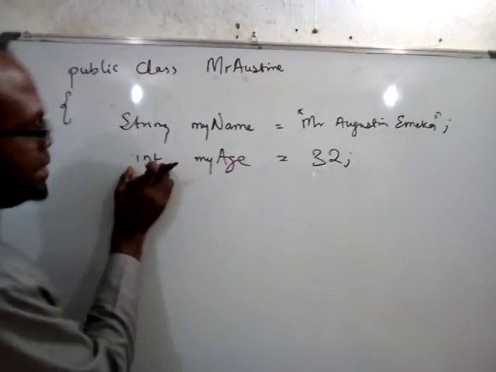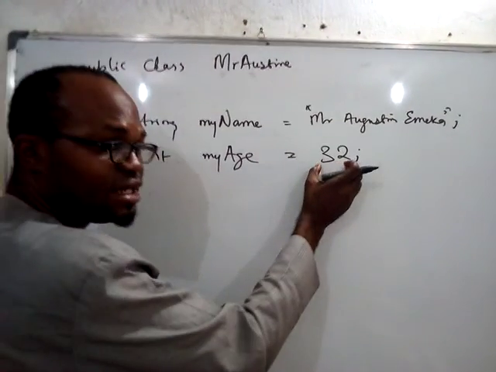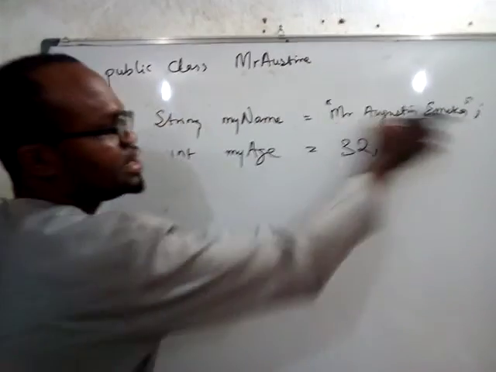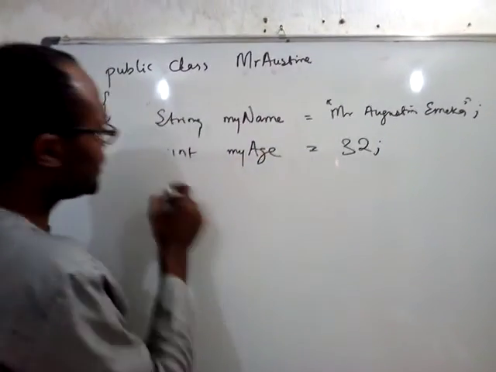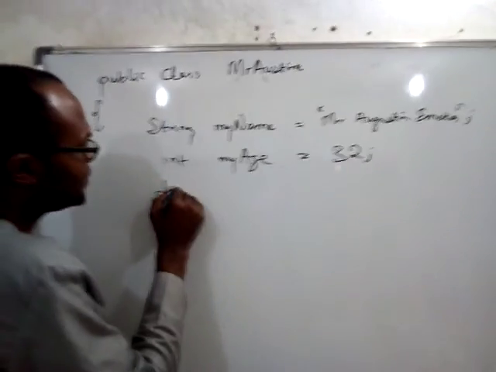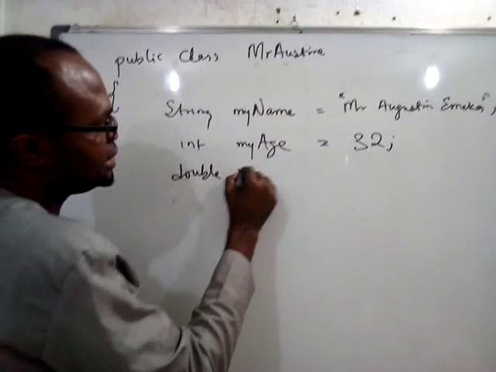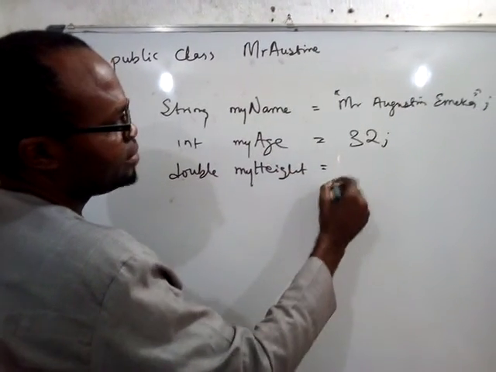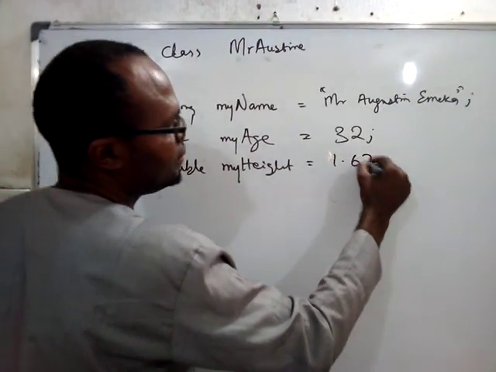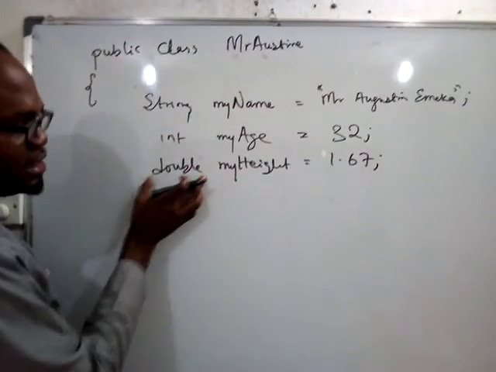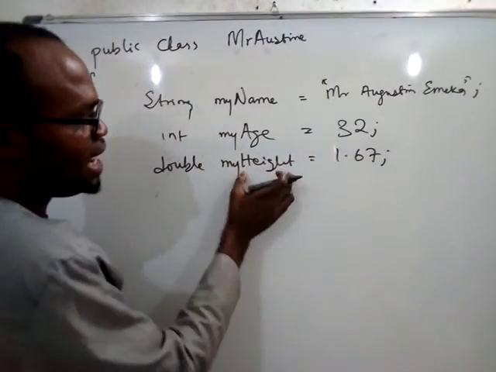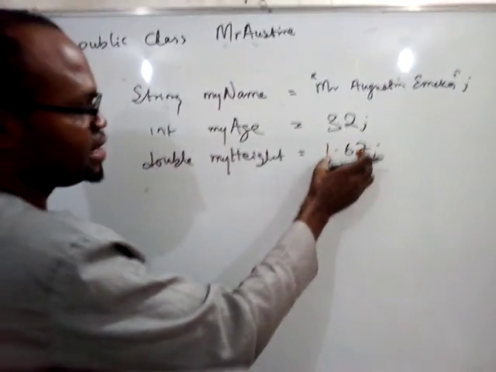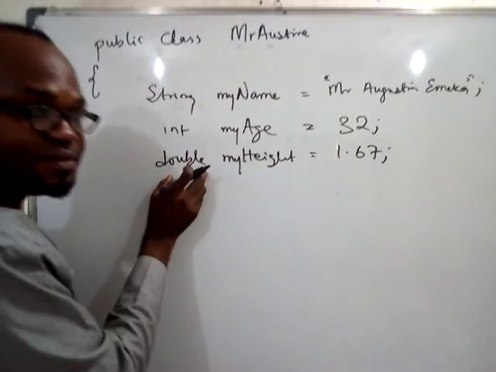Why am I using int here? Because age is an integer, it's a whole number. That's why this one is int. This one is string because this is a string of characters. So I can have another thing. Let's say double, and I say my height. My height is what? 1.67. Why am I using double as the data type? Because height is in what? Decimal. It's a decimal number. Had it been a whole number, I would have used int here.